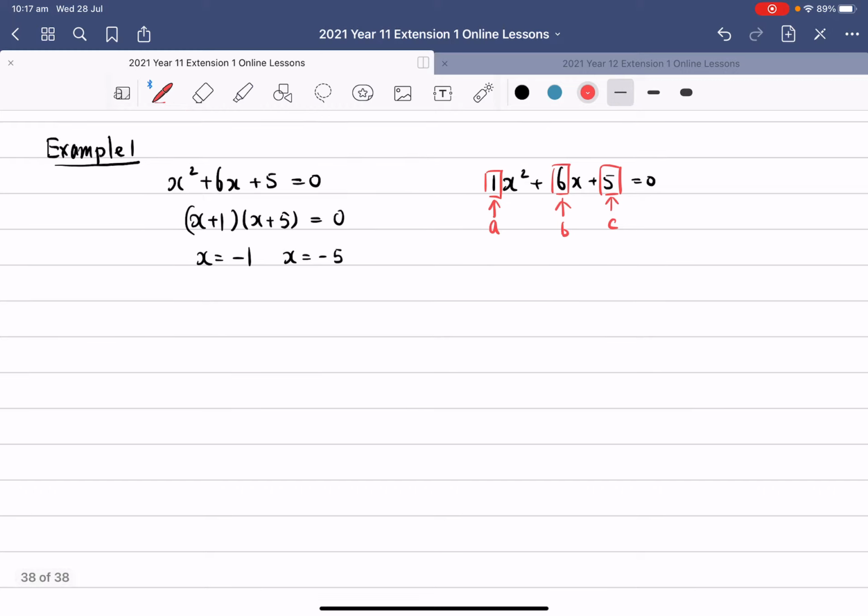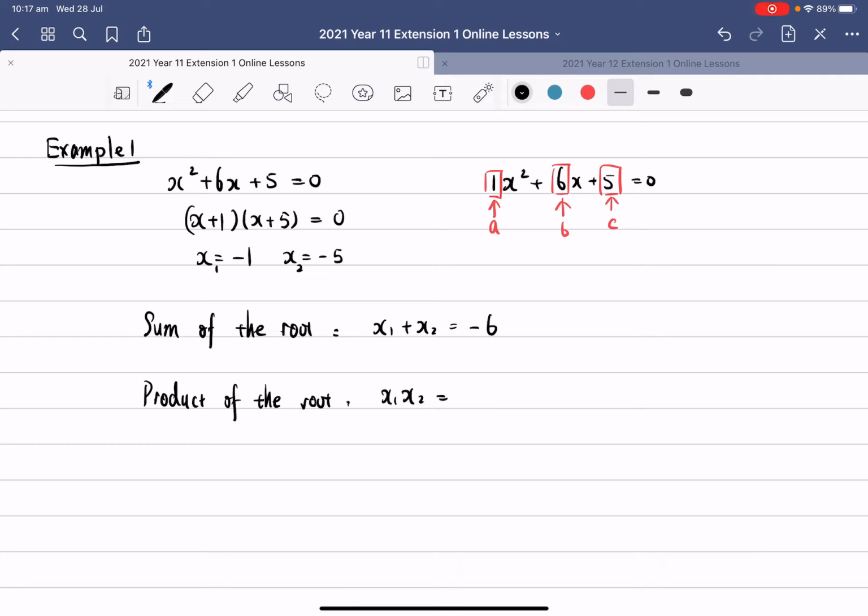Now what we can do is find the sum of the roots, x1 plus x2, or alpha plus beta, doesn't matter which one you want to use, and that is equal to minus 6. And then we do the product of the roots. The product of the roots is x1 times x2, and what is that equal to? That is equal to 5. That's the product of the roots.